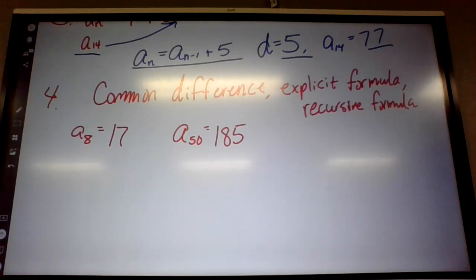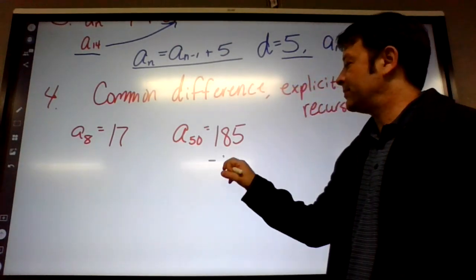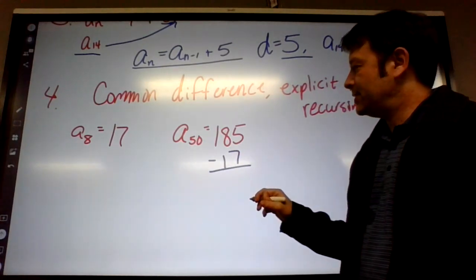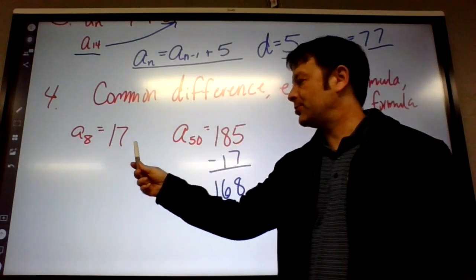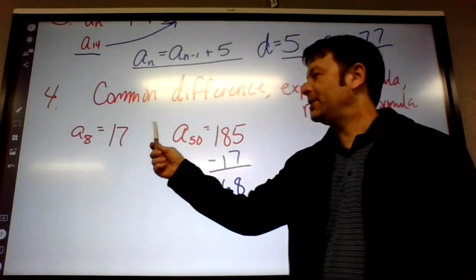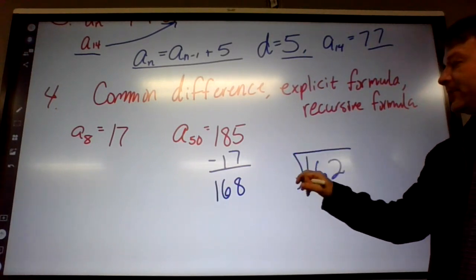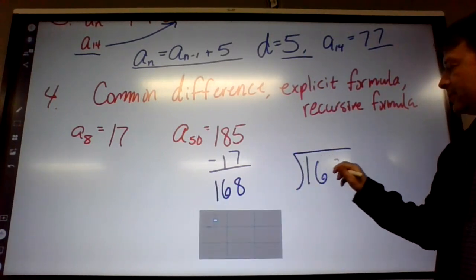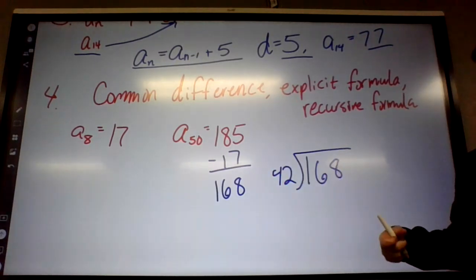So how do we find the common difference? That's part of it, yeah. I would start by finding the difference between these two. So if you subtract 17, let's see, what is that? 168. So the difference from here to here is 168. Is that the common difference? No. How many steps are there from 8 to 50? 42. So if we divide this by 42, that'll tell you how much we're adding every step.